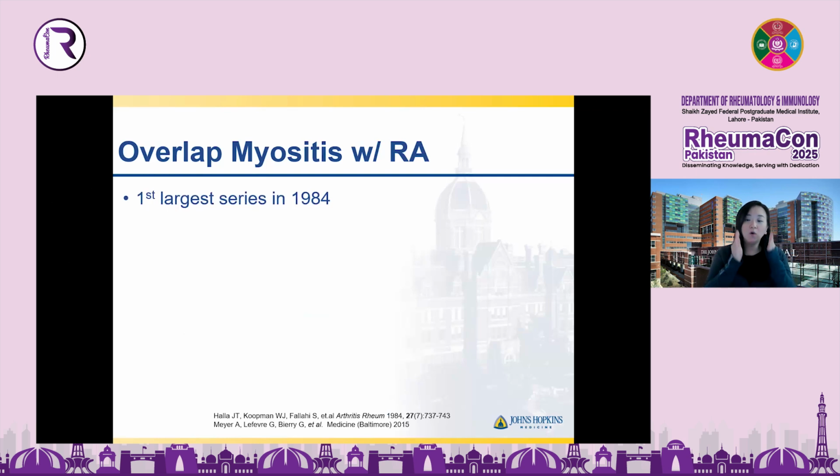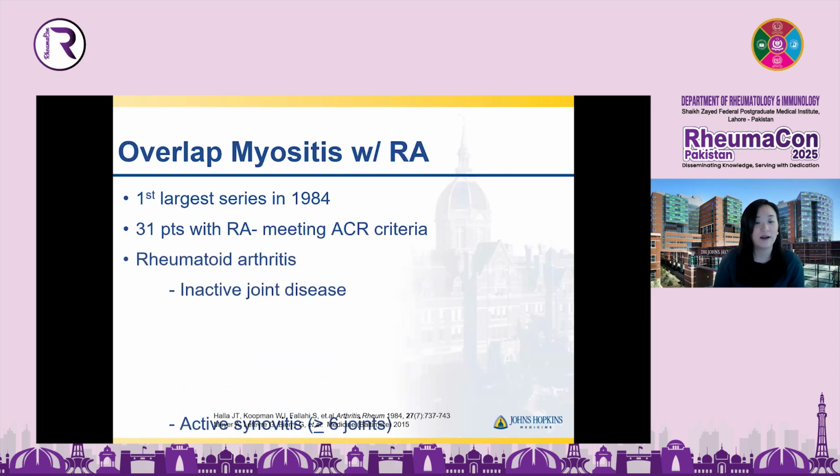Now, if we solely put a lens on those patients with myositis and RA, this is actually the oldest and largest series in 1984, which is so old. But I thought it gave a lot of insights into what myositis and RA can look like together. And they even had histopathologic findings, and they described this. So at this point in time, there were 31 patients meeting ACR criteria, and they all had RA. But what was the picture of the RA?